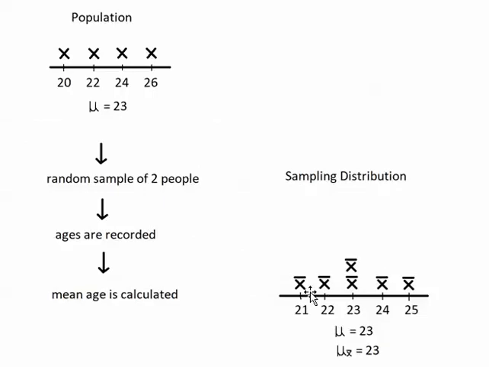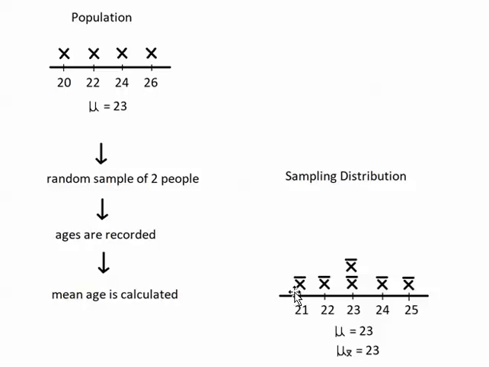Next, we can plot the 6 sample means that we've calculated in a graph. These 6 sample means are just the 6 sample means that we calculated on the last page. Up here, we have the population of 4 people we started with. We know that a person is taking a random sample of 2 people from the population, recording the 2 ages, and calculating the mean of the 2 ages.